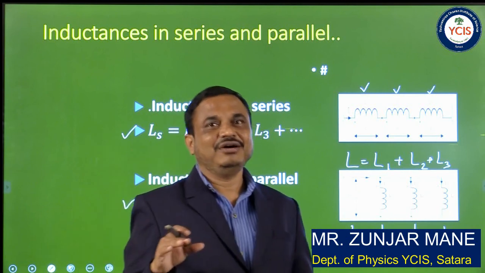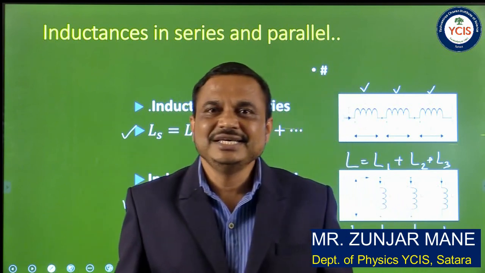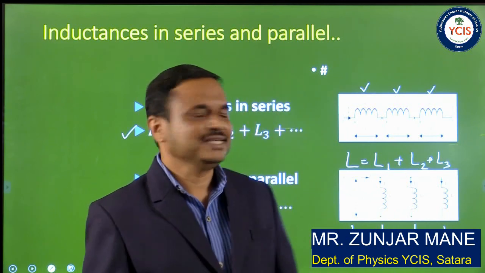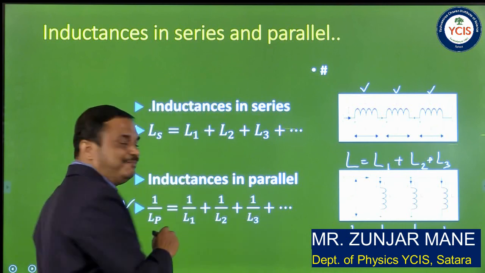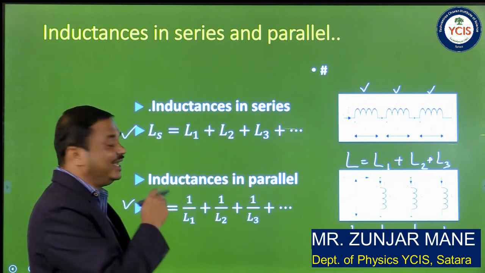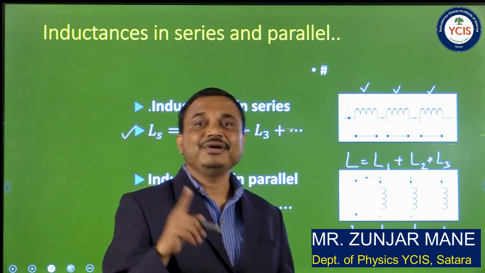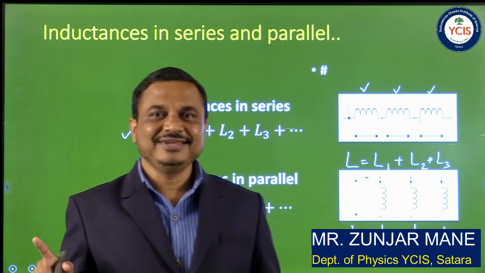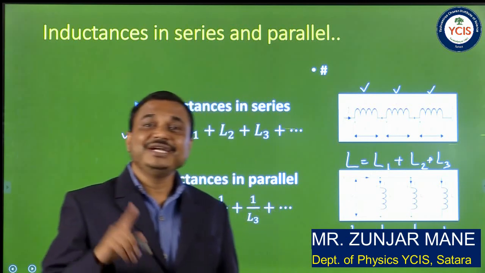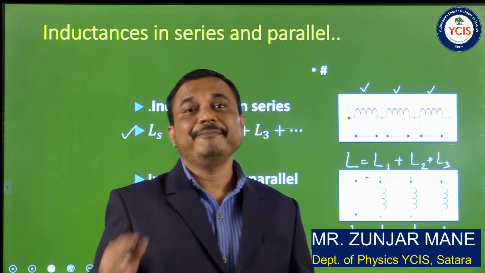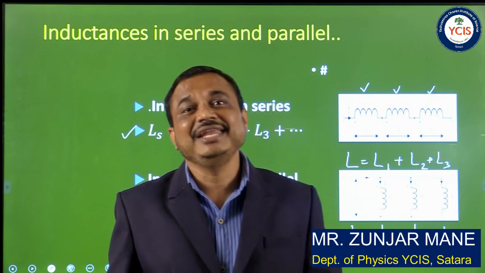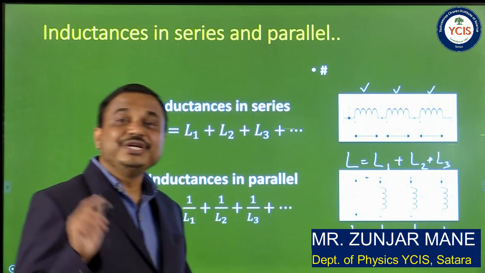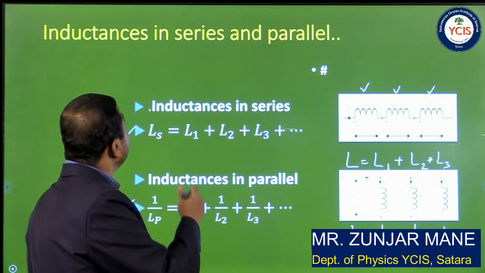So the reciprocal of effective inductance is the sum of the reciprocals of the individual inductances. So it is clear that 1 upon Lp is always greater than 1 upon L1 or 1 upon L2 or 1 upon L3. Therefore Lp is always less than L1 or L2 or L3. Therefore the effective inductance of the parallel combination is always less than any individual inductance. So the parallel combination of inductances is used to decrease the inductance of a circuit. So this is about series and parallel.